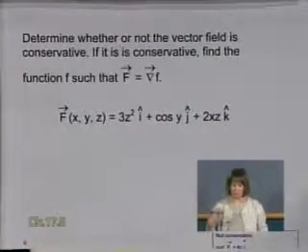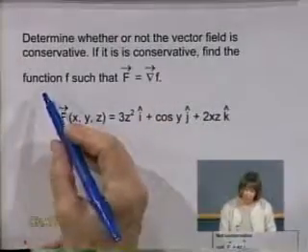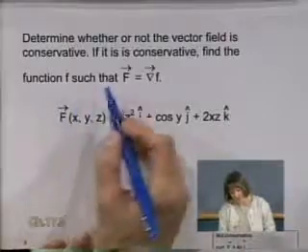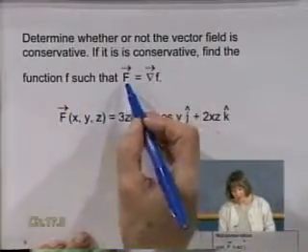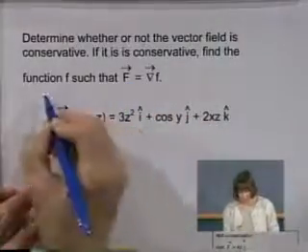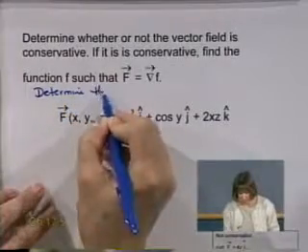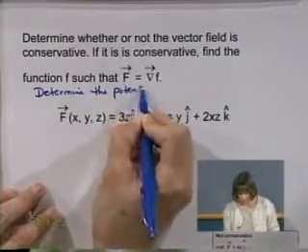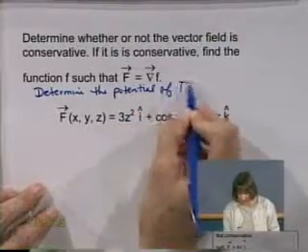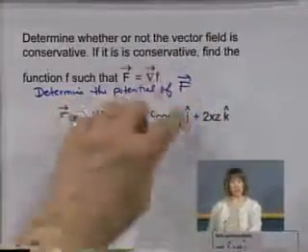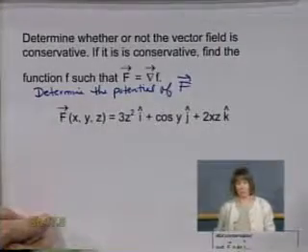Now, I could have made it a lot easier. Instead of saying find the scalar function f such that the gradient of little f is equal to big F, I could have just said determine the potential of big F, because that function whose gradient is equal to big F is called the potential.